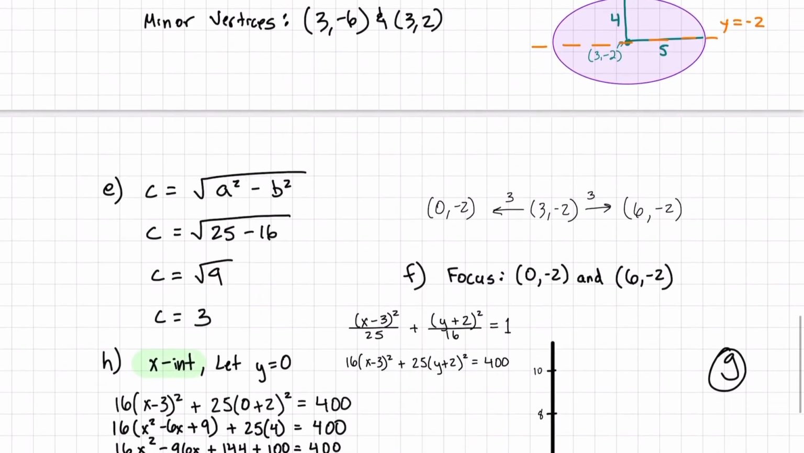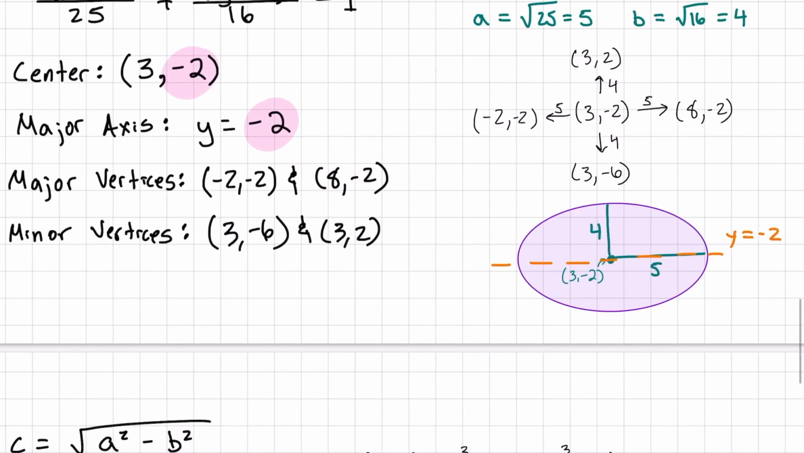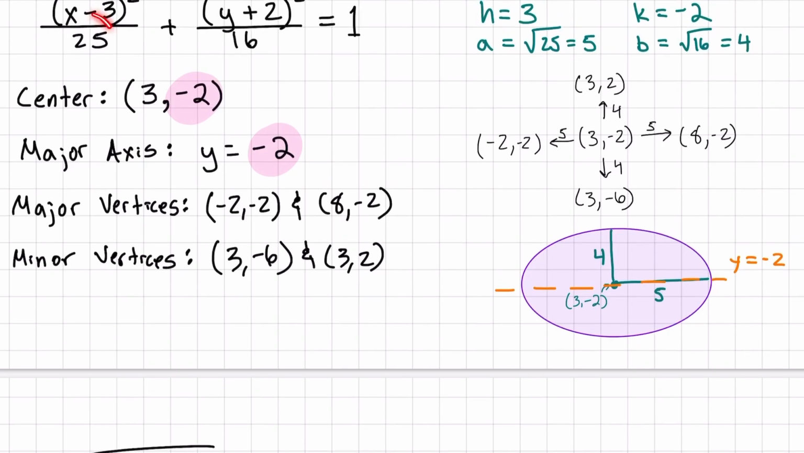Then for my c, because this is a horizontal ellipse, I forgot my major axis. My major axis is this dotted line. It is horizontal because it's a horizontal ellipse, because the a squared is bigger. Since it's horizontal, the line is y equals, so we have y equals -2, the y value of the center.